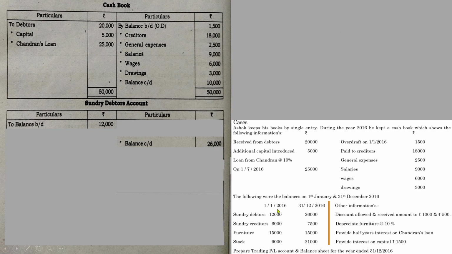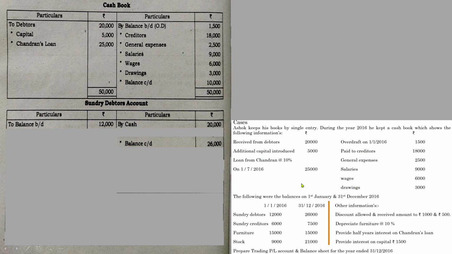So we have recorded opening and closing. Next one, go through all the items whether there are any transactions relating to debtors. Received from debtors 20,000. So by cash 20,000, the transaction was cash account debit to debtors, so in the debtors account it will be by cash 20,000. Next, go through any of these items whether anything is related to debtors.